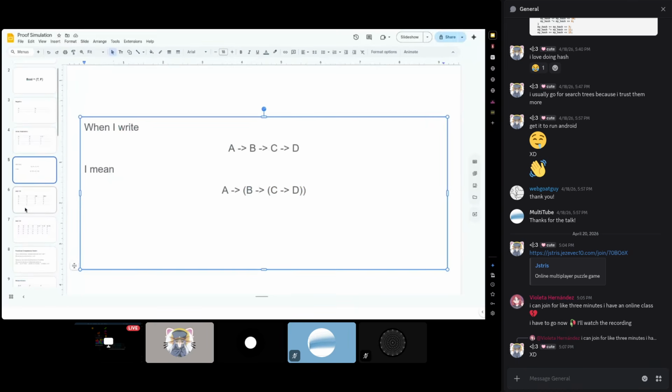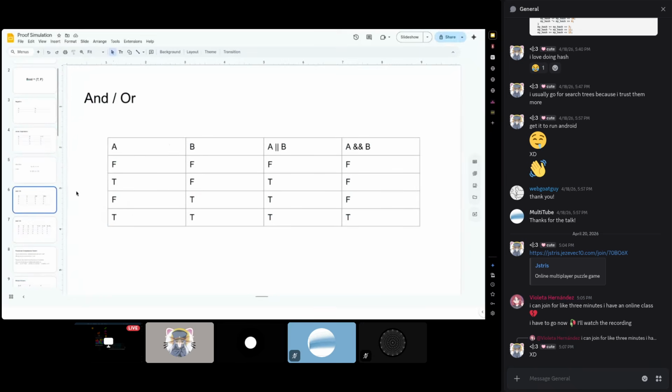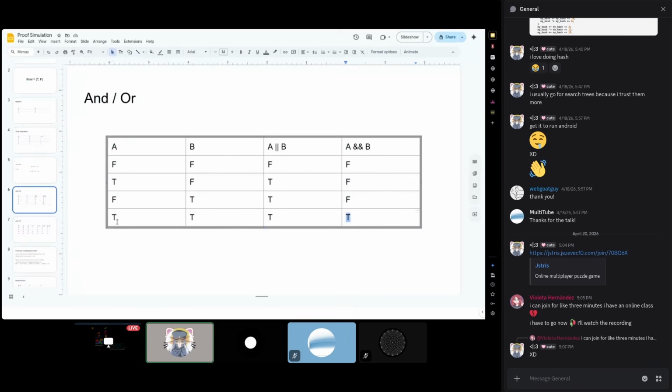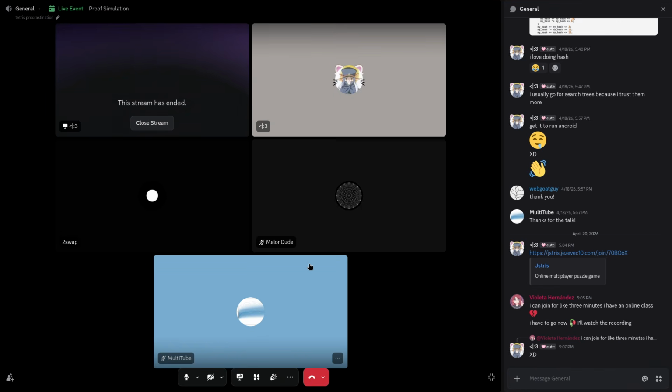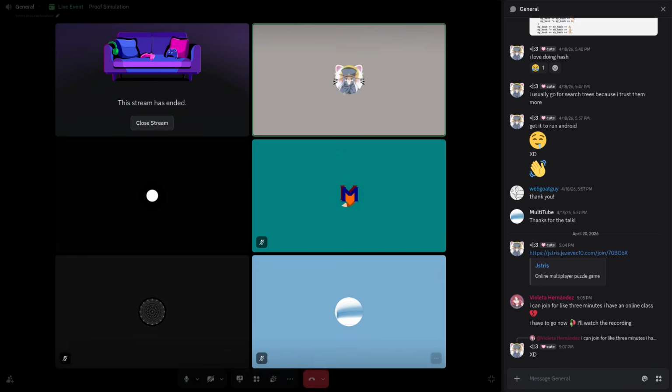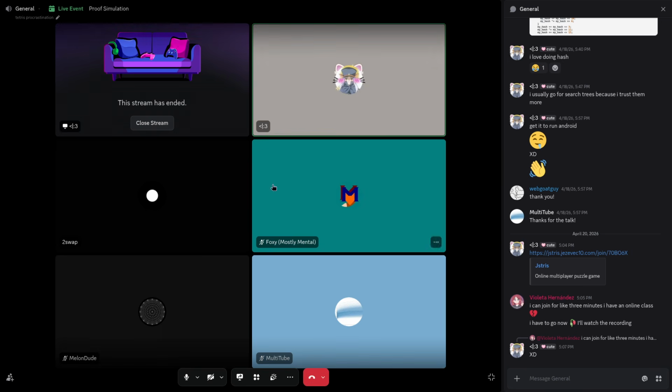Okay, cool. Here's a few more Boolean operators, and and or. If A is true and B is true, then A and B is true. That's what this says. For every other case, A and B is false. Our other operator here, or: if A is true or B is true, then A or B is true. So that lines up with this truth table here.